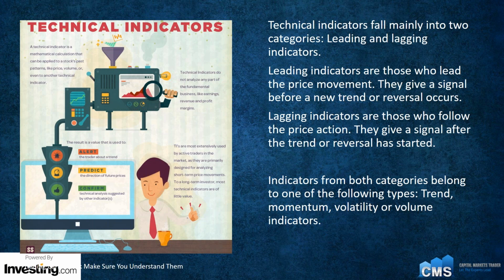They give us a signal before a new trend or a reversal occurs. Lagging indicators are those that follow the price action. They give a signal after the trend or the reversal has started. Indicators from both categories fall into these 5 main types. And this is what's important now.